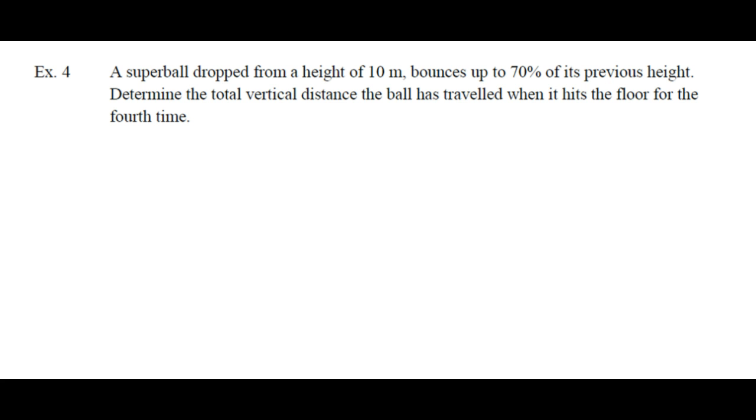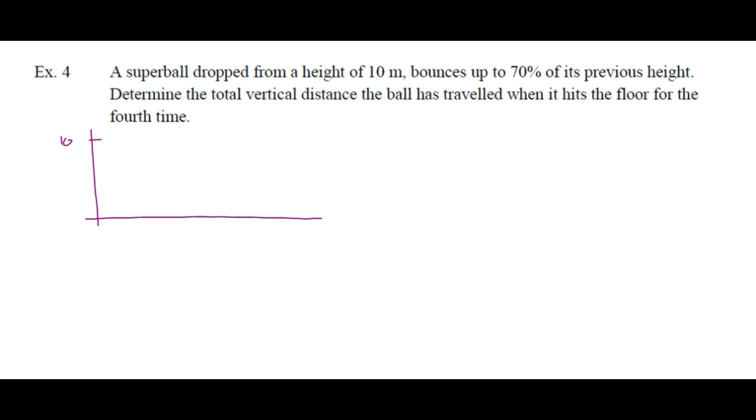We'll do this first. A superball is dropped from a height of 10 meters, and it bounces up to 70% of its previous height. Determine the total vertical distance the ball has traveled when it hits the floor for the 4th time. Okay, 4 times. I will draw the entire bouncing sequence, all 4 times. It's good to visualize and ask, what are we dealing with here?